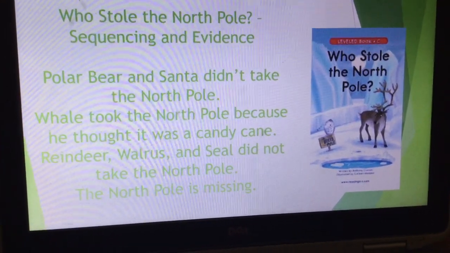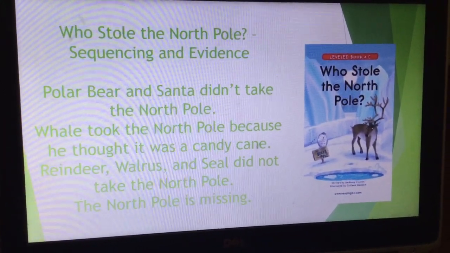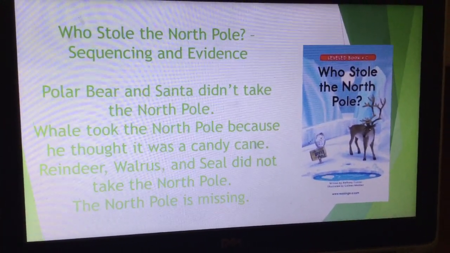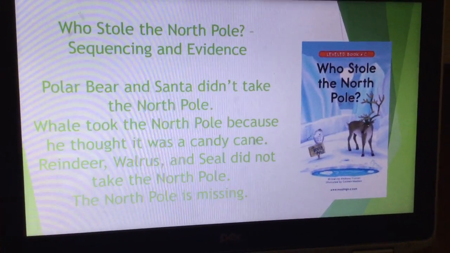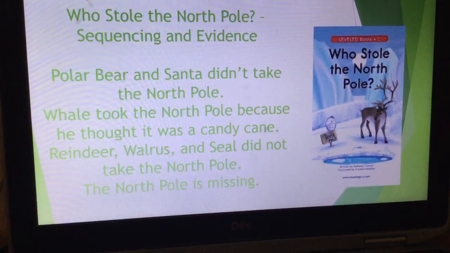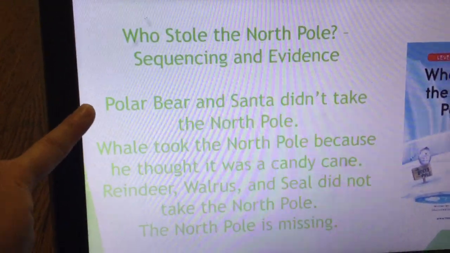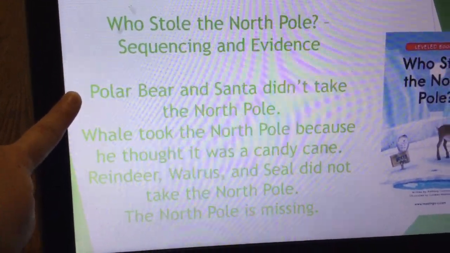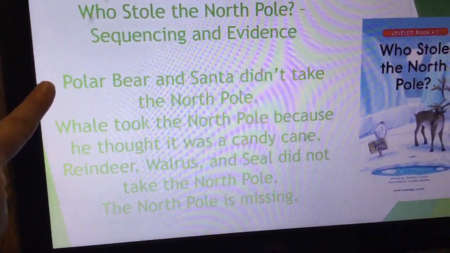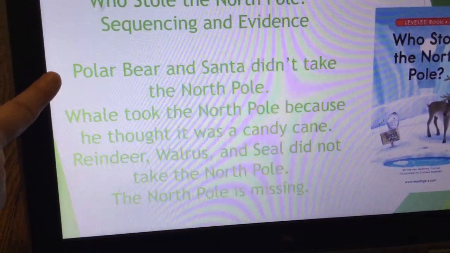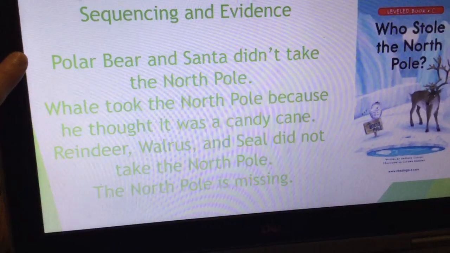So I have a bunch of events up here on our PowerPoint, but I don't think they're in the right order. Can you help me put them in the right order? Great, and we're going to use a text to help us remember. So let's read the events we have so far up here. This one says, Polar Bear and Santa didn't take the North Pole. Did that happen the very first in the story? I remember it happening pretty close to the beginning too, but let's see what some of the other events say first.